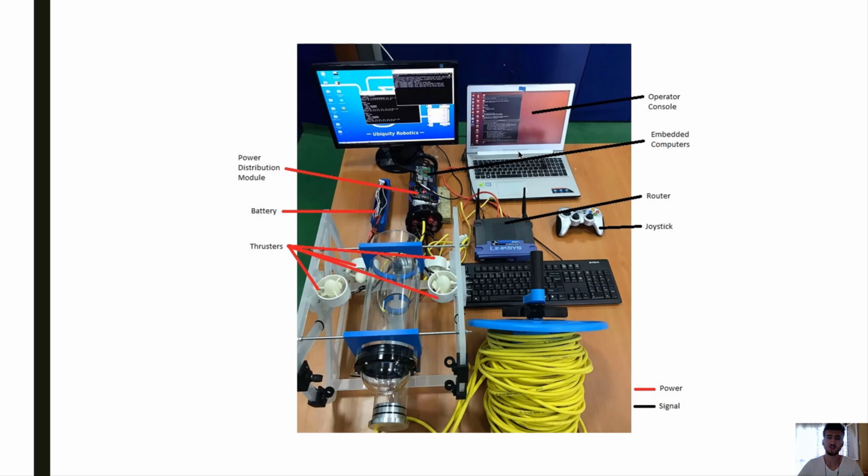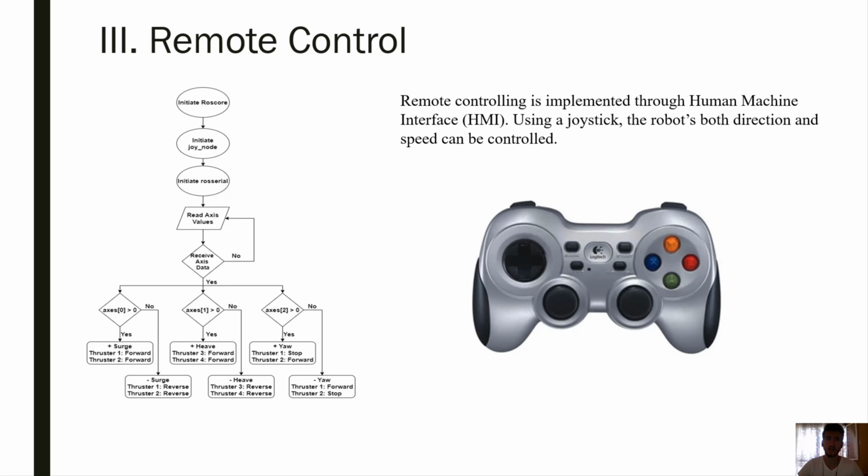And this is the image of our system. Here on the operator console, we can view the data that we receive from the robot. And with this joystick, we move the robot. And here is the rotor, battery, power distribution module, and the thrusters. And we fit those in these tubes. And now I will be explaining the remote controlling.